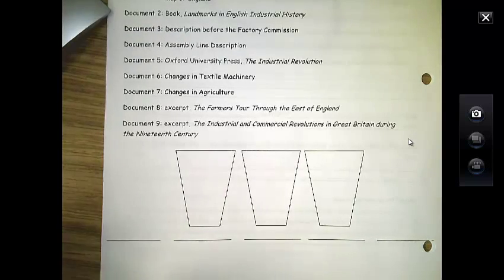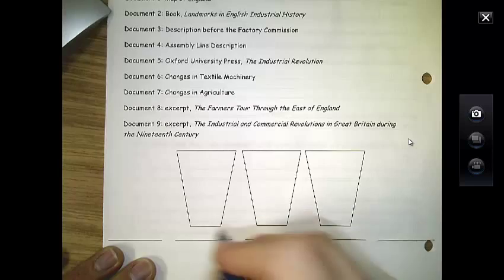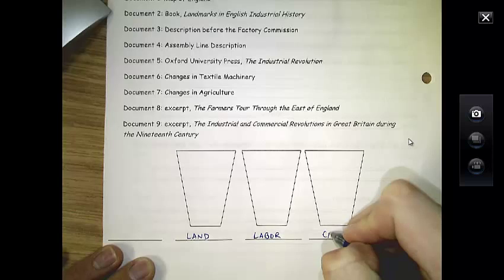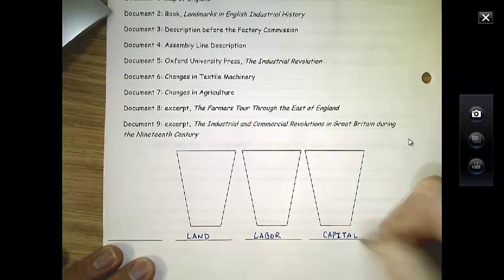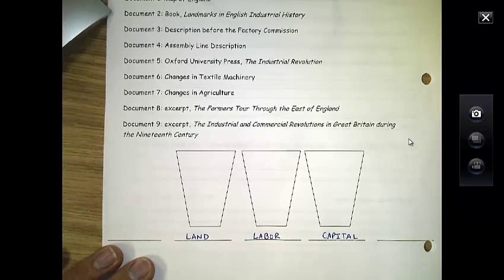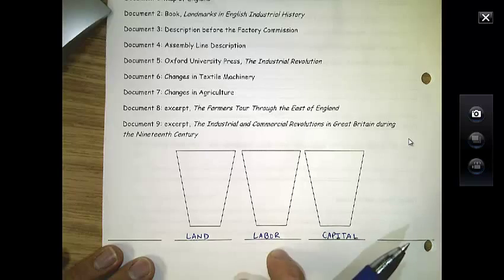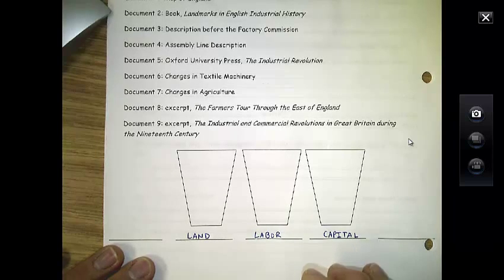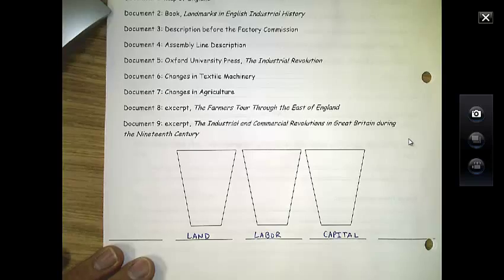If you think back, we talked about how all industrialized countries have 3 factors of production that allow them to industrialize. And if you remember, those 3 categories were land, labor, and capital. Remember, LLC. Land, labor, capital. So you label your buckets land, labor, and capital. We're going to argue that England was the beginning of the Industrial Revolution because it had all 3 of these things, and all 3 of these things were better than other countries at the time.